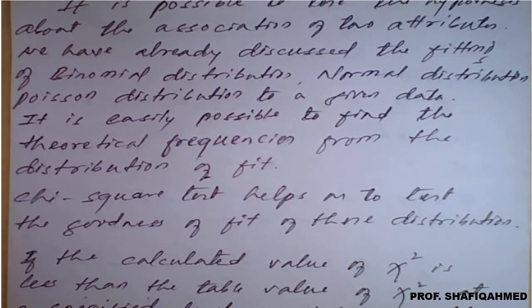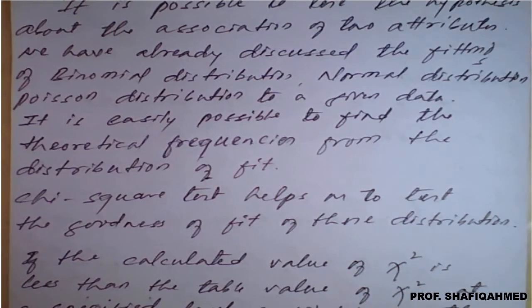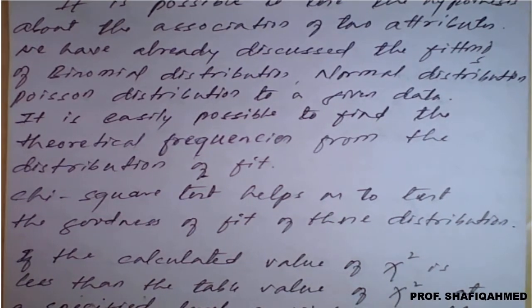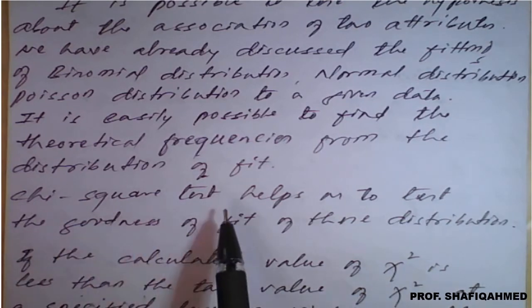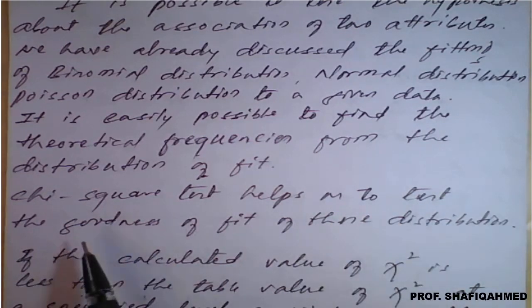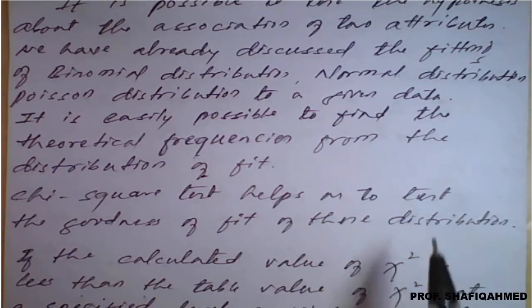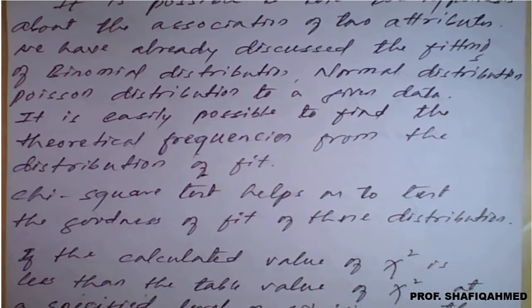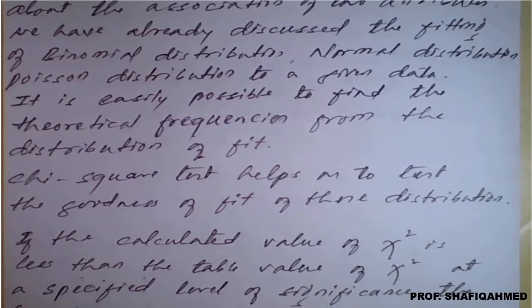P of x may be a binomial distribution or a Poisson distribution. Hope you can recollect the previous knowledge. The chi-square test helps us to test the goodness of fit of this distribution, meaning that by using binomial we can see whether the given data is a good fit or not.